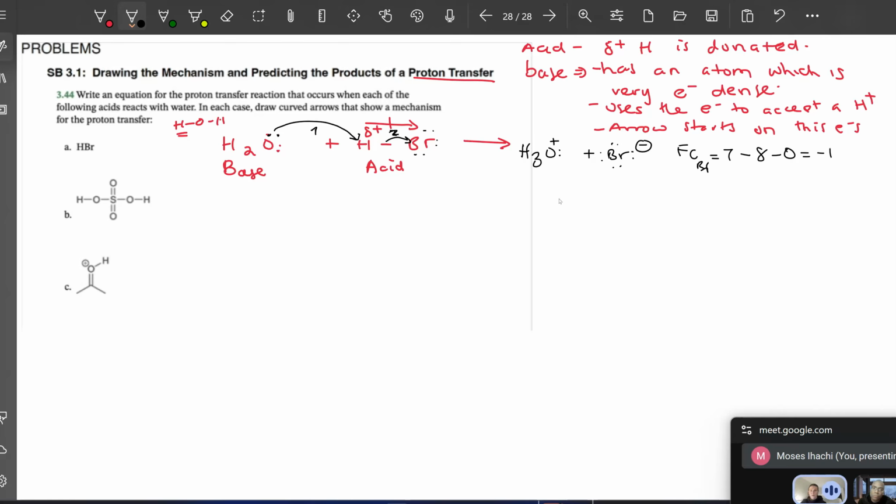So these also need formal charge. Yes, they do, very much. This becomes a conjugate acid, it has a plus charge. This becomes a conjugate base, it has a negative. Does that make sense? Yes. Way more sense than what I remembered. And you can do the same thing for the sulfuric acid.